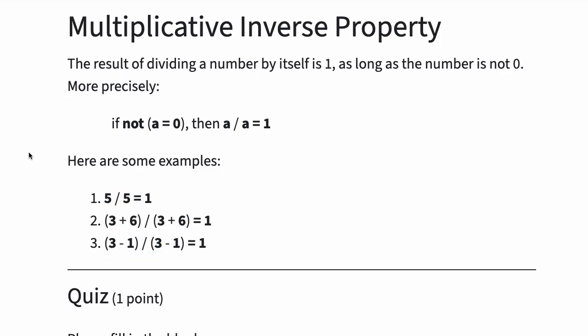The result of dividing a number by itself is 1, as long as the number is not 0. More precisely, if a is not 0, then a divided by a equals 1. Here are some examples. 5 divided by 5 equals 1. 3 plus 6 divided by 3 plus 6 is also 1. Finally, 3 minus 1 divided by 3 minus 1 is also 1.